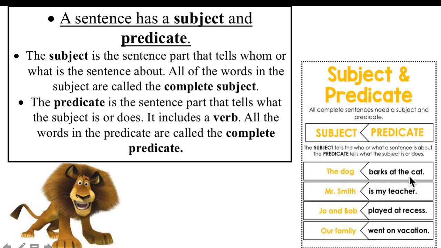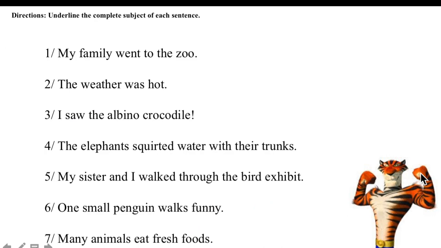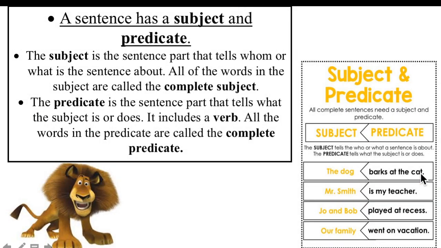The dog barked at the cat. Who barked at the cat? The dog. That's a subject. What did the dog do? Barked at the cat. That's a predicate. Sorry. Go back. Mr. Smith is my teacher. Who is the sentence about? Mr. Smith. What does Mr. Smith do? Is my teacher. Predicate.